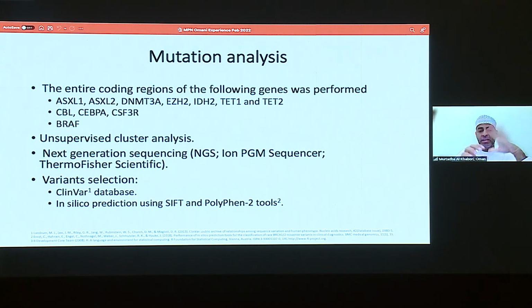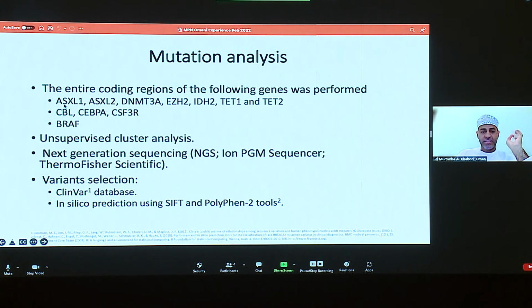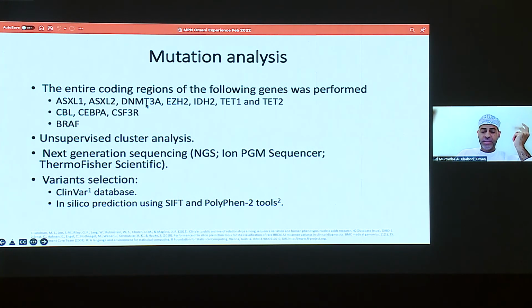So we went into these genes, the modifiers of the epigenetics: ASXL1 and 2, DNMT3A, EZH2, IDH2, TET1, and TET2. Later, our molecular biologists added other mutations, but we sequenced the entire coding region of those genes. Unsupervised cluster analysis was done. We used Ion Torrent next generation sequencing for sequencing.